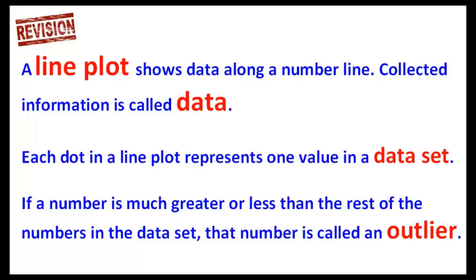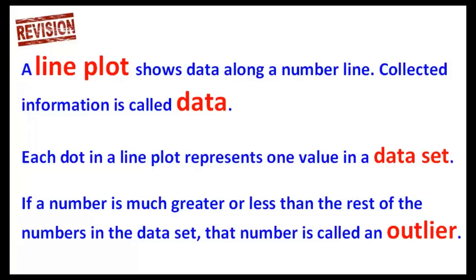A line plot shows data along a number line. You represent some data on a number line by making bold dots or X symbols, and each dot or X symbol you select will represent a value over the number line. So you are going to collect information. This information is called data.